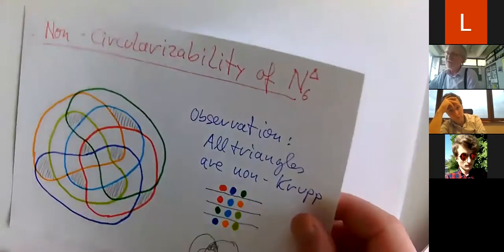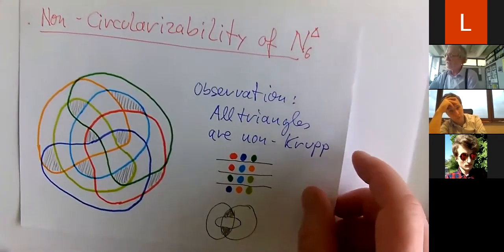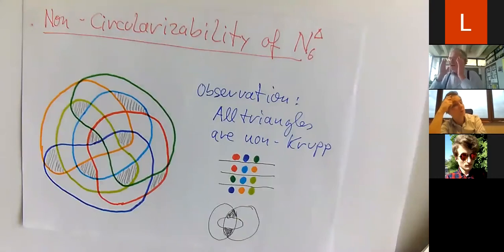Okay, so this was the first proof of non-circularizability. And now let's look at this example, our N6 delta. And we want to show that this is not circularizable.